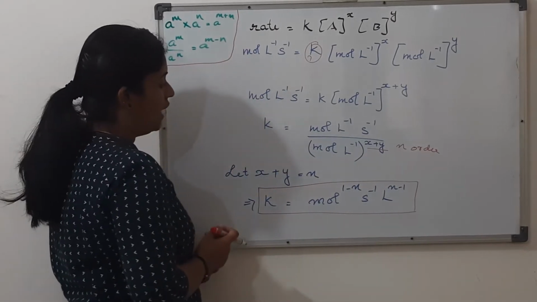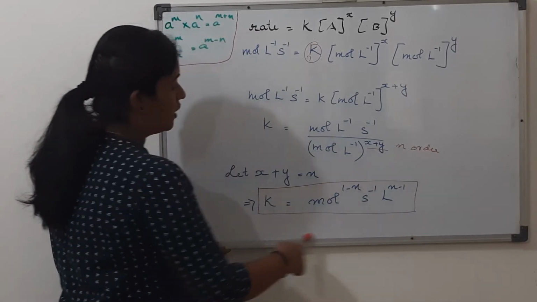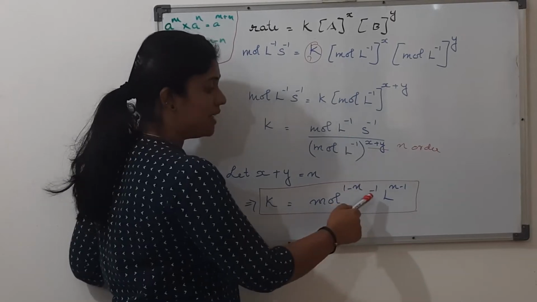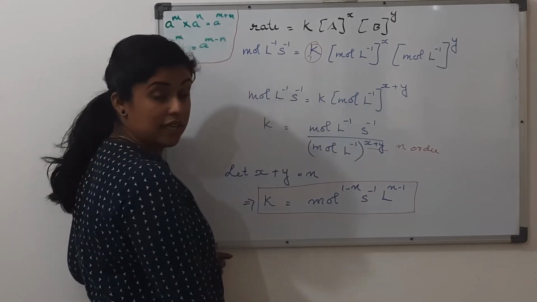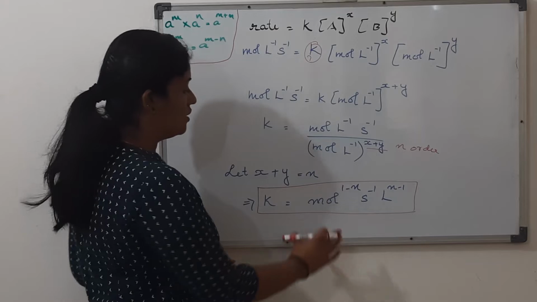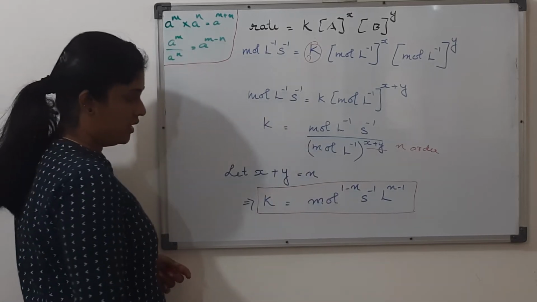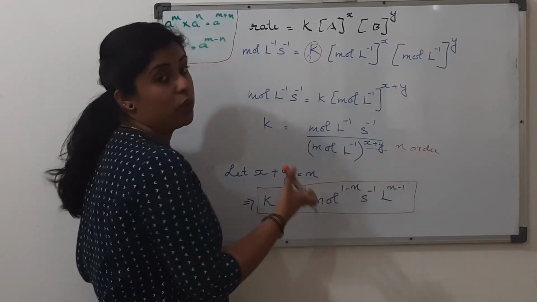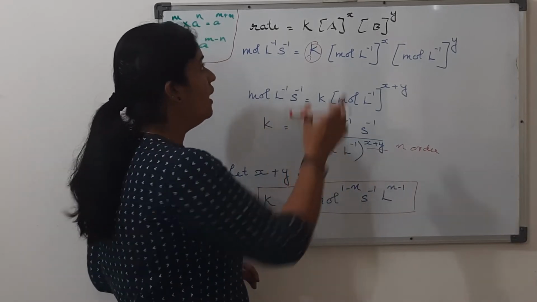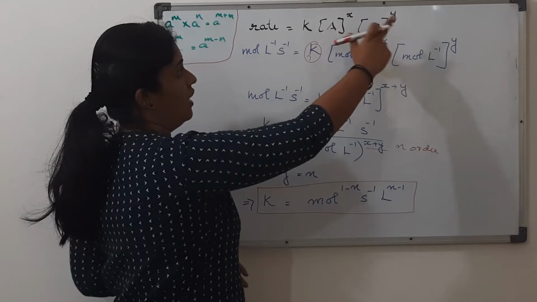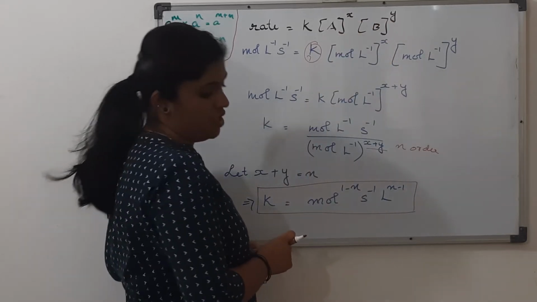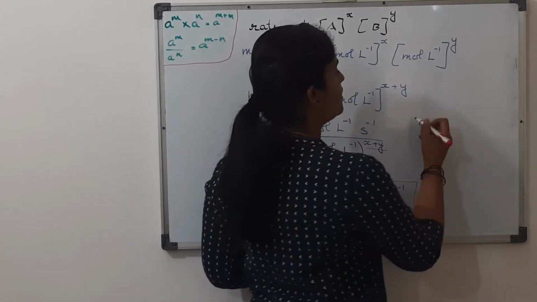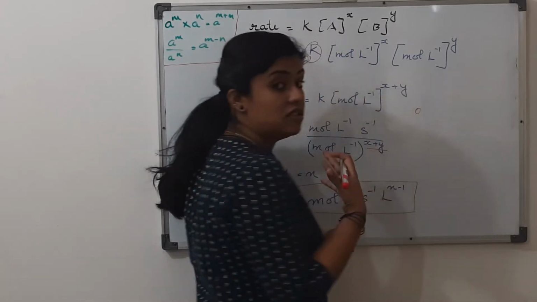So if you do that, finally you will get the rate constant k to have a unit of mole 1 minus n second inverse liter n minus 1. This is going to be the unit of the rate constant, where n is the order of the reaction. It was x plus y which we took as n, and we already saw that in the rate law, x plus y is the order of the reaction. So let's just see for n equal to 0. If I consider n equal to 0, it's a zero order reaction.